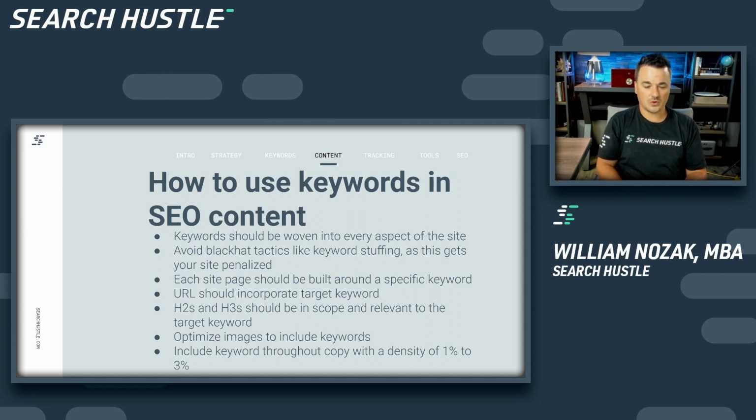How to use keywords in SEO content. Keywords should be woven into every aspect of the site. When we understand what the property is trying to rank for as a whole, that's the theme of the website. Then we've got a theme of the homepage. What's the theme or the scope of the homepage? And then we've got these interior pages, maybe service pages or product pages.